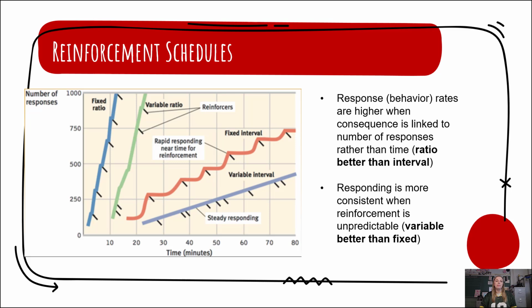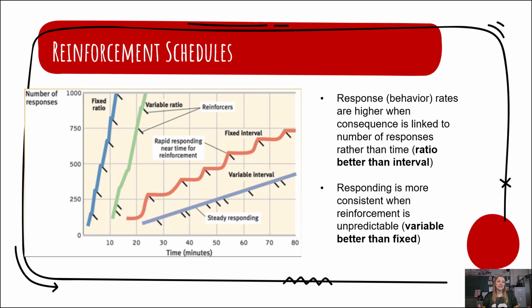Here's a graph to represent these different reinforcement schedules. We can see that responses or behavior rates are higher when the consequence is linked to a number of responses rather than time. So ratio is better than interval schedules because we're making the person do the behavior over and over again in order to get the consequence. Responding is more consistent, however, when reinforcement is unpredictable. So variable is better than fixed.